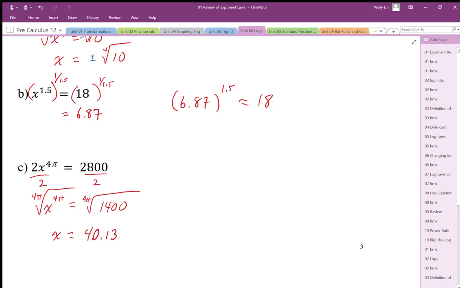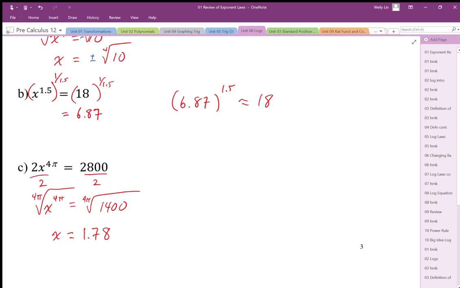Oh, that's the wrong number. I made a mistake. I forgot to put 4 pi in brackets when I did the root. So bracket 4 pi, then I'm going to use the x root. X root 1400. I'm going to get 1.779. So I'm going to round that to 1.78 about.